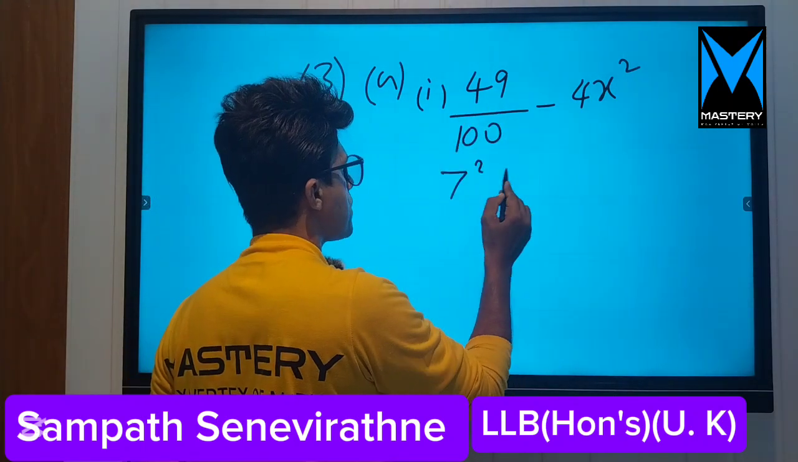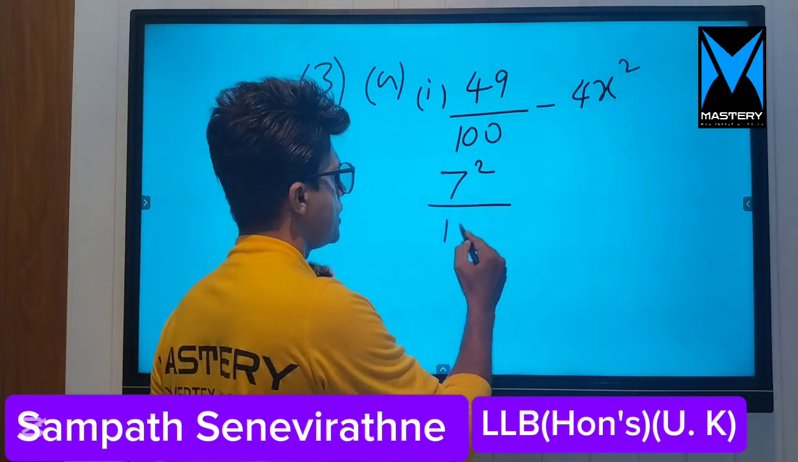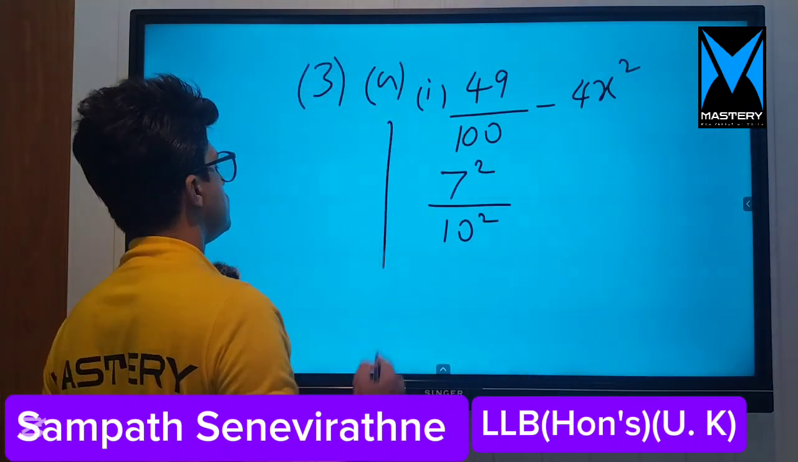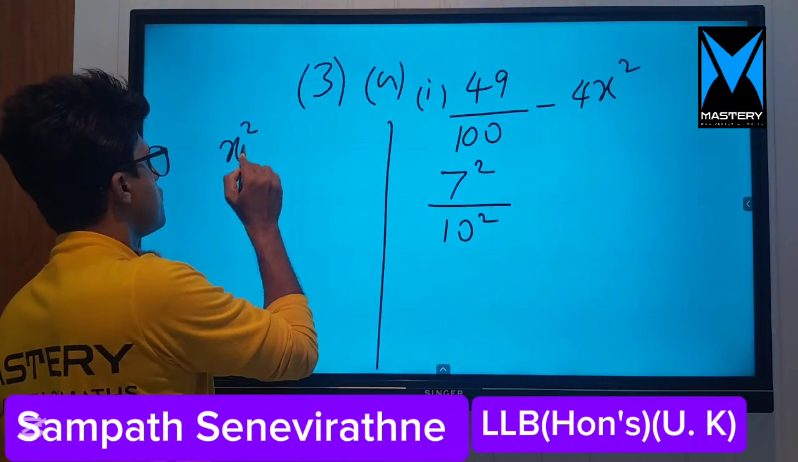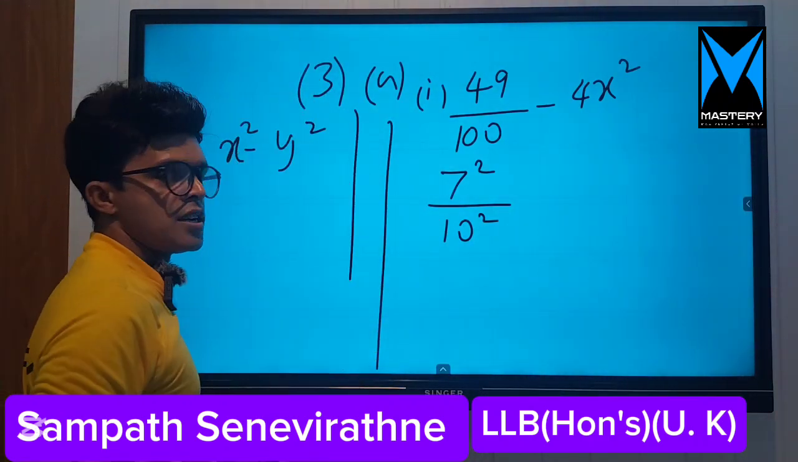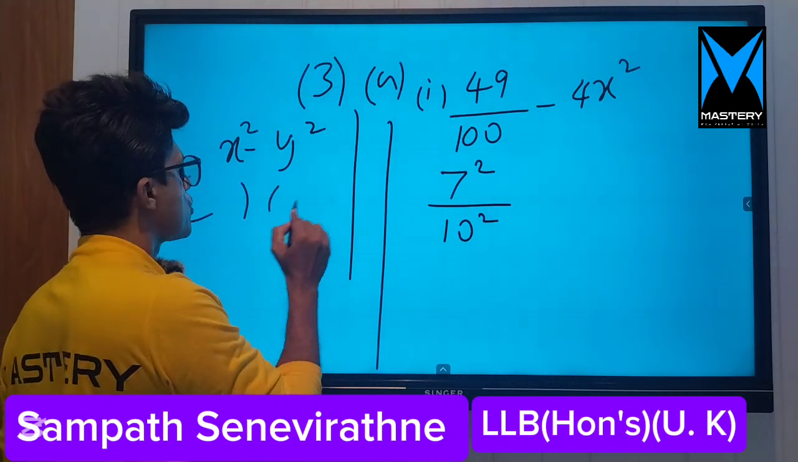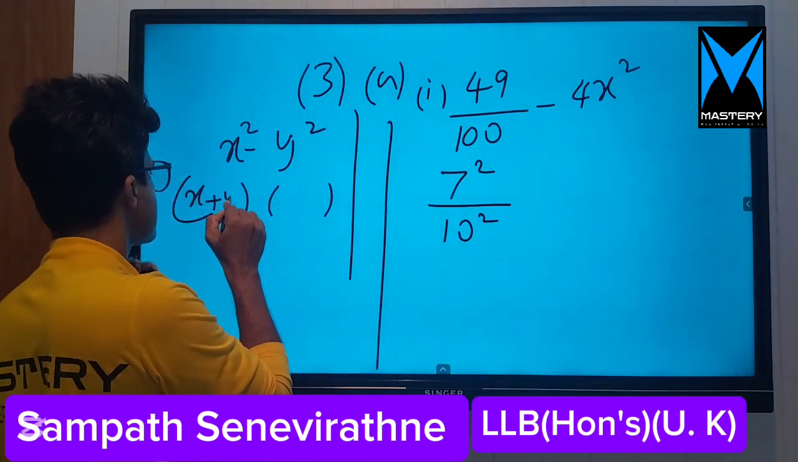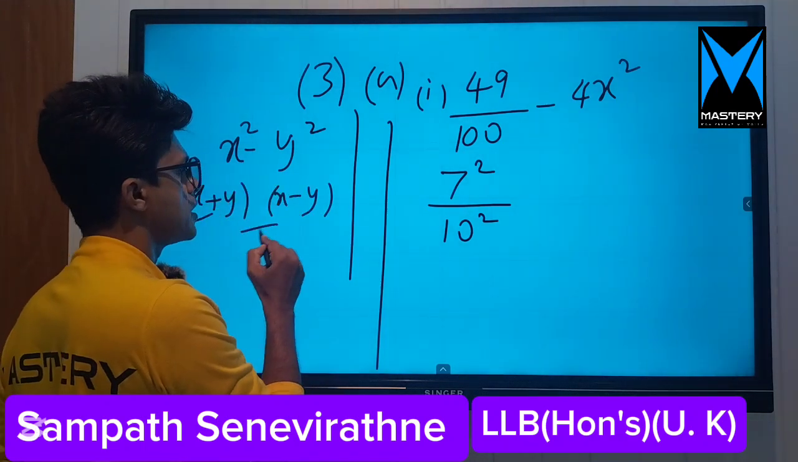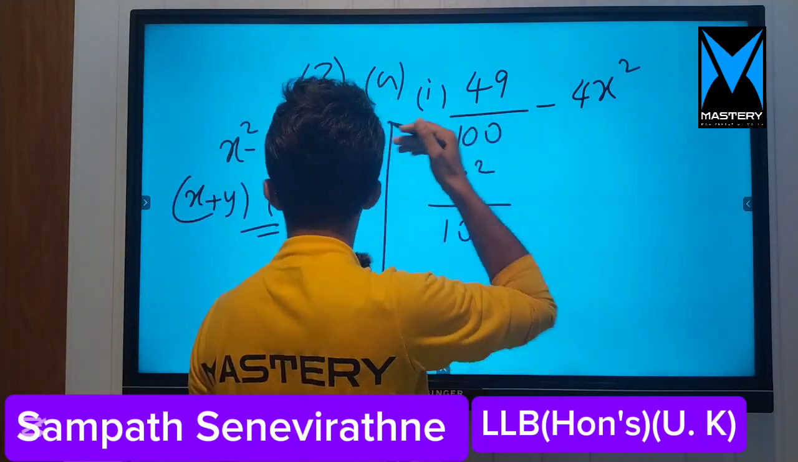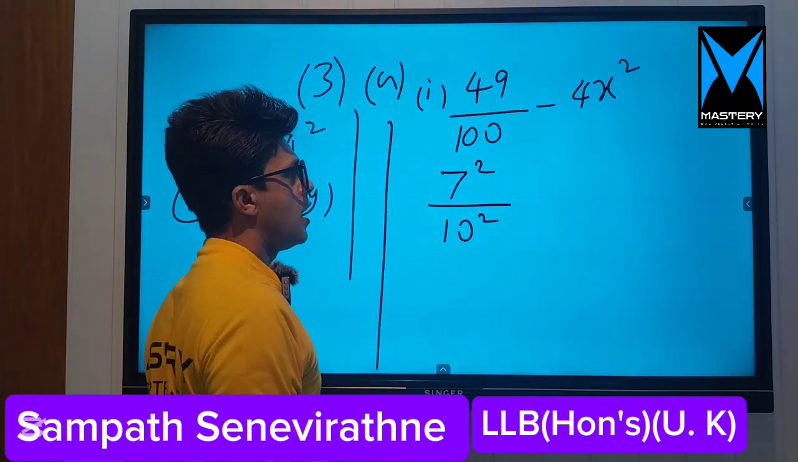So 49 means 7 squared. This is 10 squared. Just remember this: if x squared minus y squared, difference of two squares, you could get the factors as x plus y and x minus y.